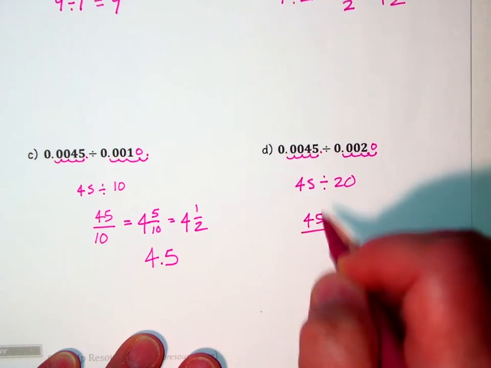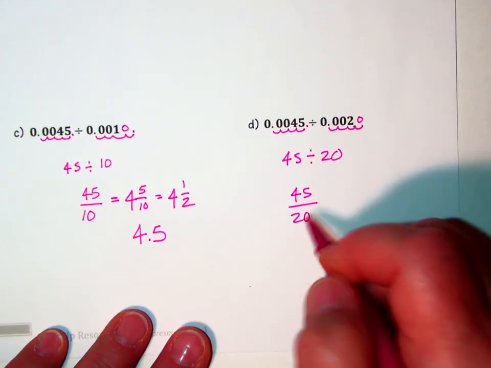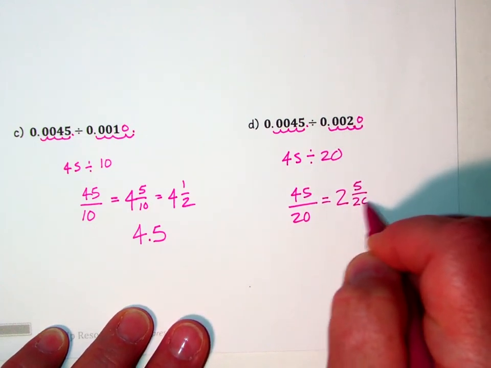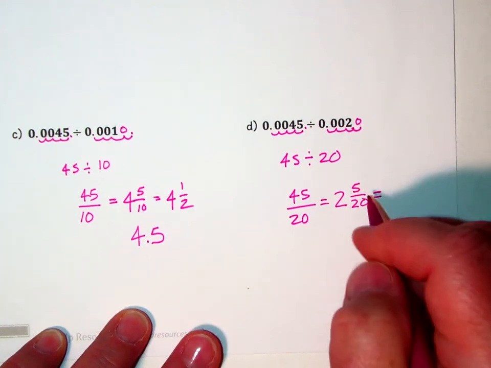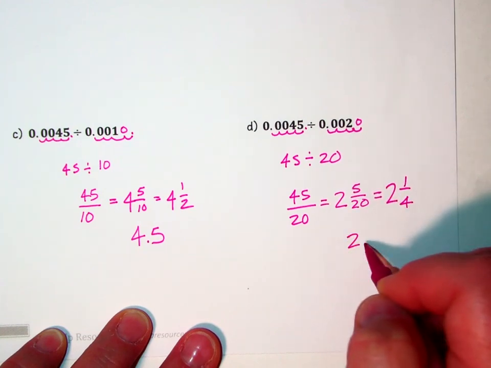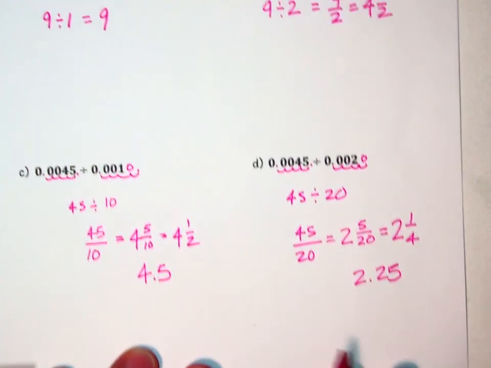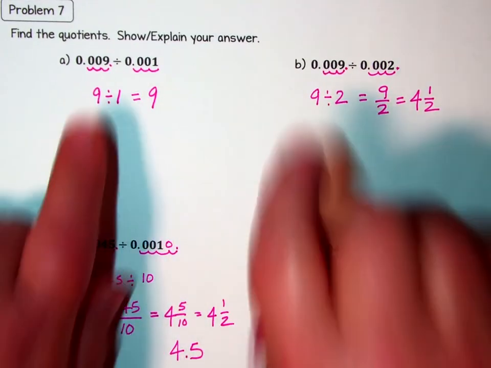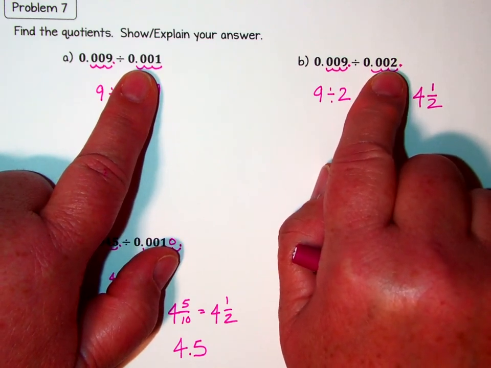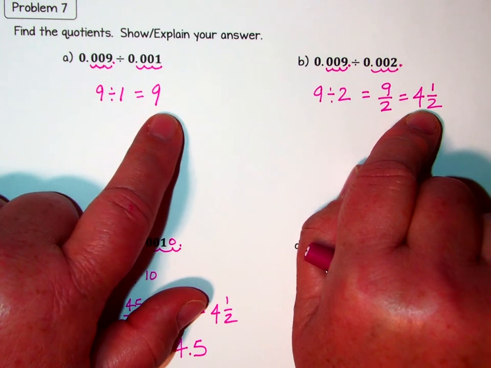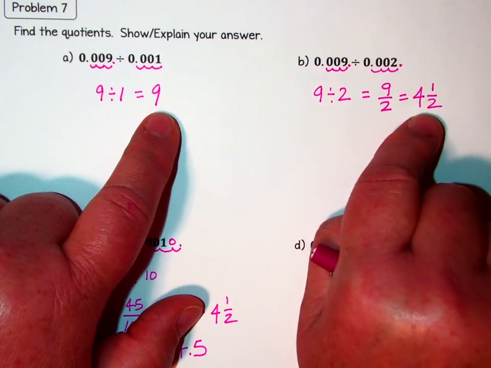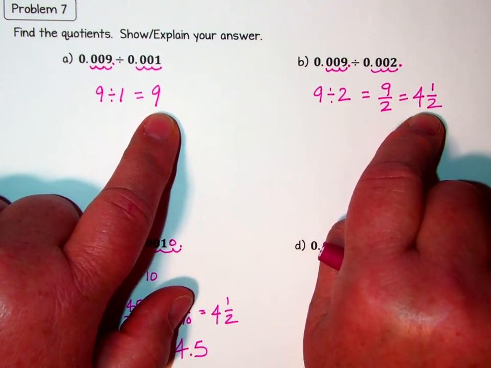So again, I can write it as an improper fraction and simplify it. 20 goes into 45 2 times, leaving a remainder of 5. So I have 2 and 5/20, and 5 and 20 can both be divided by 5, so it becomes 2 and 1/4, or as a decimal, 2.25. And we noticed in this first set of problems, they had the same dividend, but the divisor was doubled in the second problem. When we doubled the divisor, the quotient was divided by 2. It was half as much. So doubling what you were dividing by caused the quotient to be divided by 2.